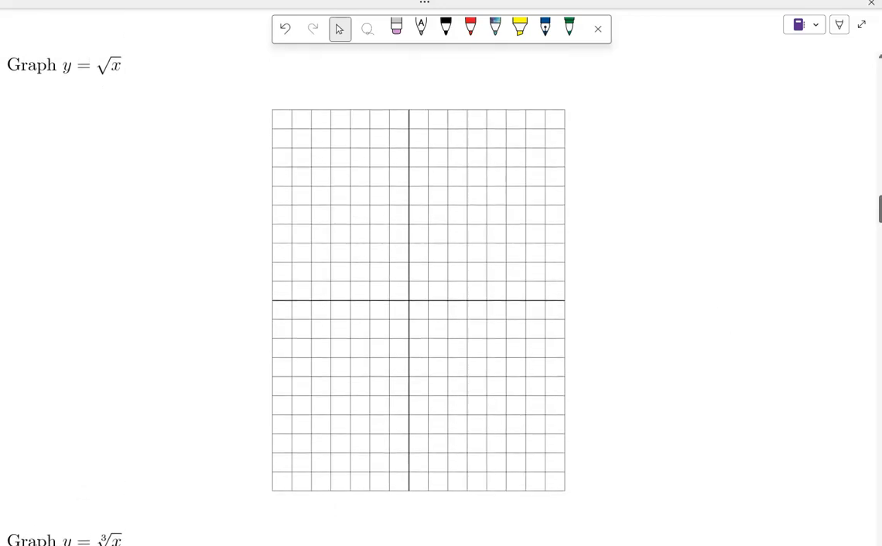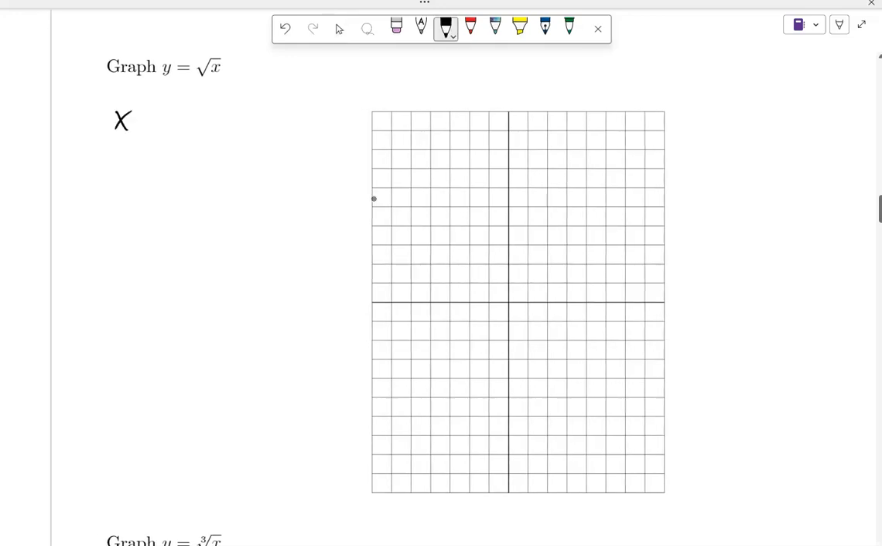So if I want to pick some values, I'll start with 0. I guess I have y's as opposed to f of x's, but that's okay. I'll start with 0, and this time I'm going to be a little bit more strategic about what I plug in, because I'm going to do square roots. So rather than just going up by 1 each time, I'll put in 0, I'll put in 1, I'll put in 4, and I'll put in 9.